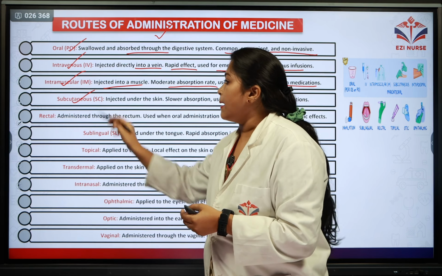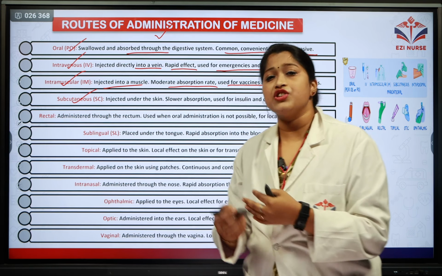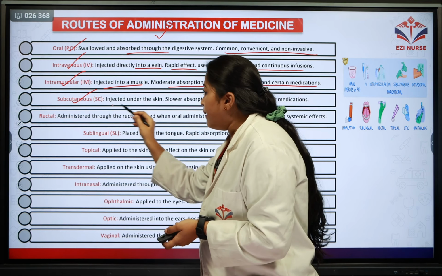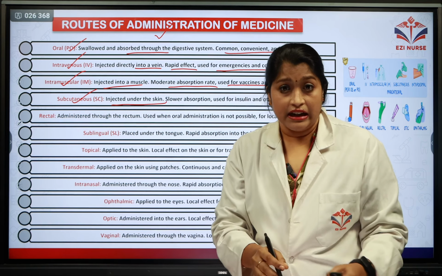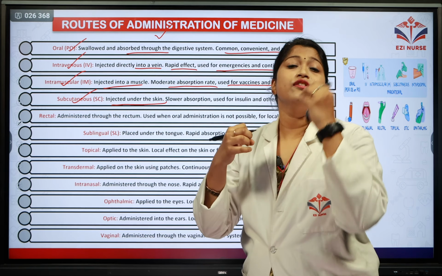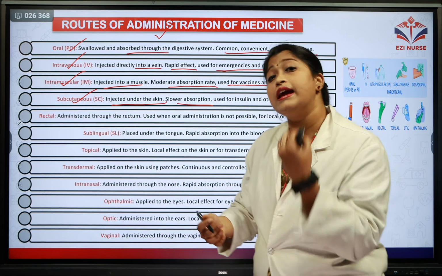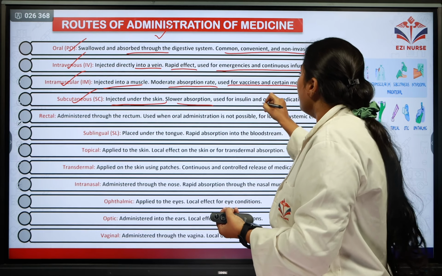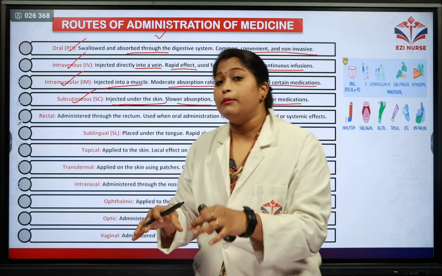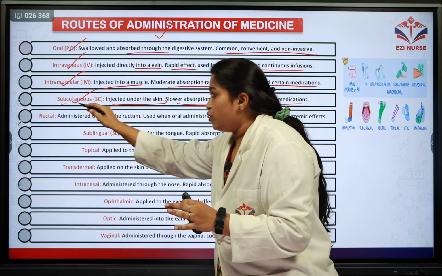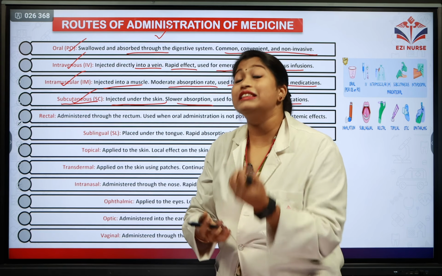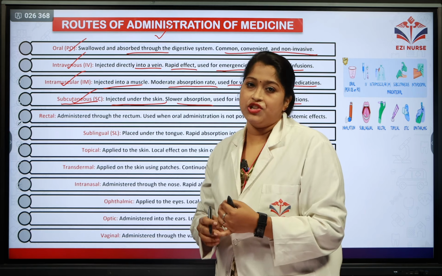Coming to the next is the subcutaneous route. Here you're injecting the medications under the skin. So just under the skin we are injecting the medications. Slow absorption is seen, usually with insulin and also other particular medications. You can see, in the subcutaneous route, it is usually insulin which is being injected.